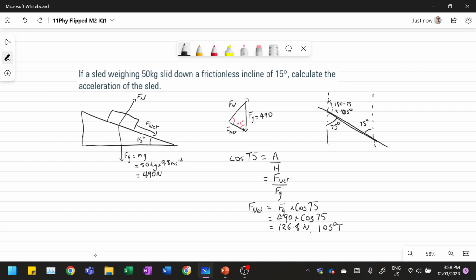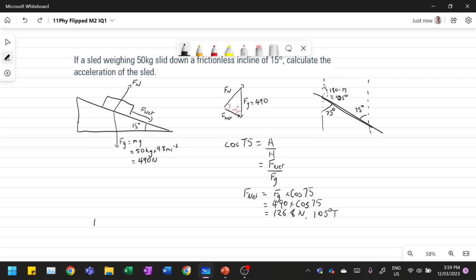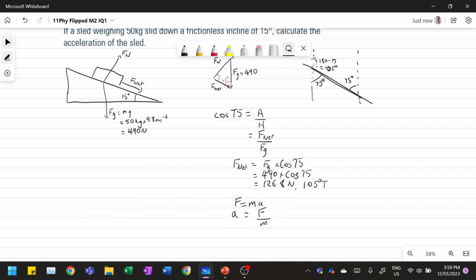However, the question does not ask us for the net force at the end, but instead how much the sled is actually going to accelerate. Now, we know by Newton's second law that F is equal to ma, meaning that the acceleration of an object is going to be equal to the force that's placed on an object divided by its mass. In this example, we know how much force is being applied to the object. It's simply Fnet, the resultant force that's going to be put onto the block that's going to cause it to move. So we can substitute that straight into our equation.